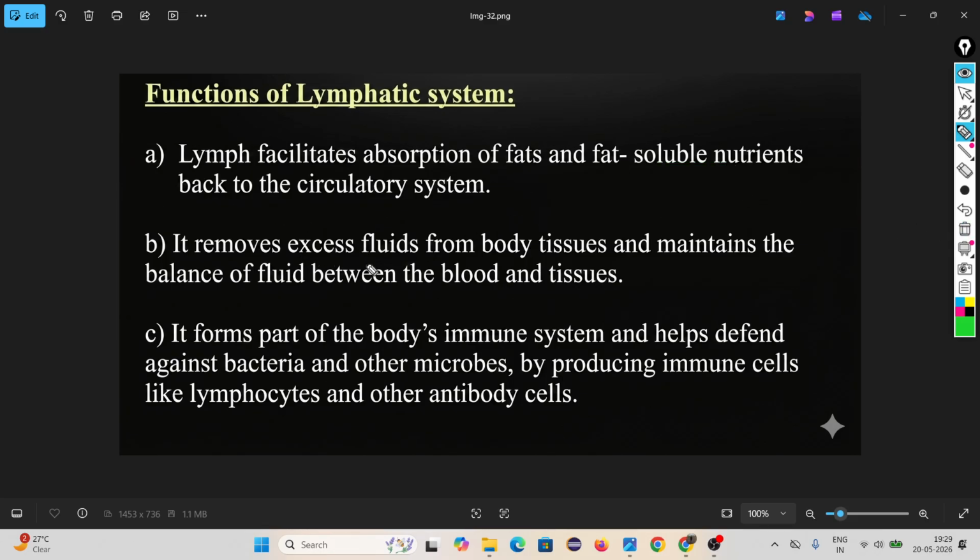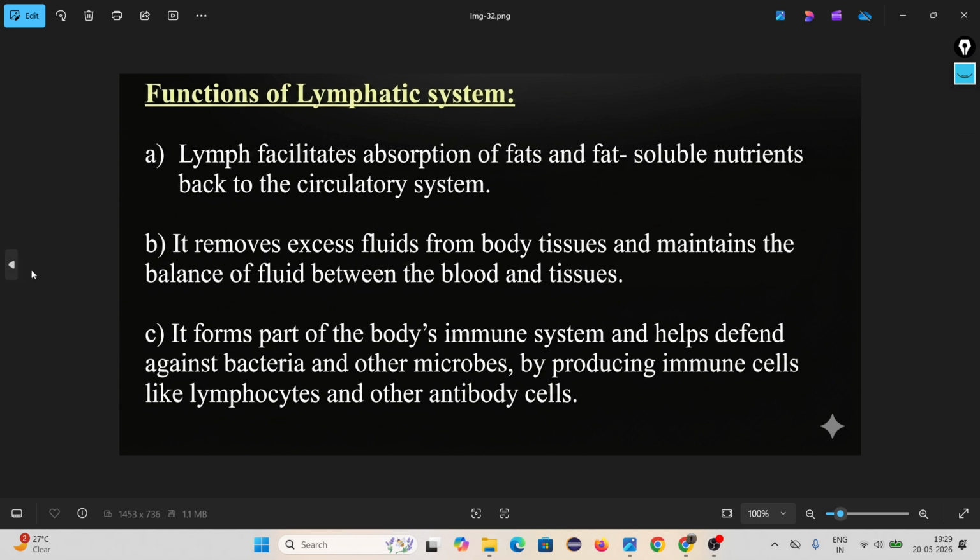It removes excess fluid from body tissue and maintains the balance of fluid between the blood and the tissue. It forms part of the body's immune system and helps defend against bacteria and other microbes by producing immune cells like lymphocytes and other antibody cells.